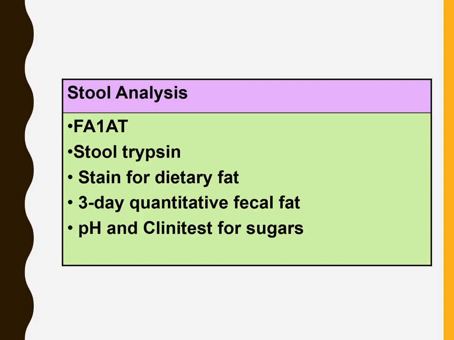Stool trypsin, or stool fecal elastase would help in patients with pancreatic insufficiency. Stool pH, or looking for reducing substances if you are suspecting carbohydrate malabsorption like lactose intolerance or lactase deficiency, you would find the stool pH is low, acidic stool with positive reducing substance.